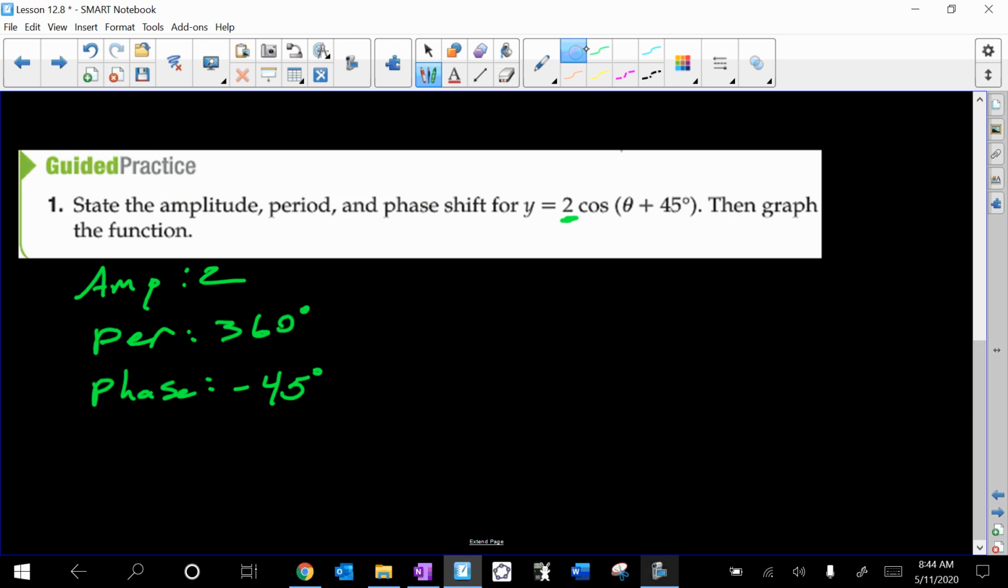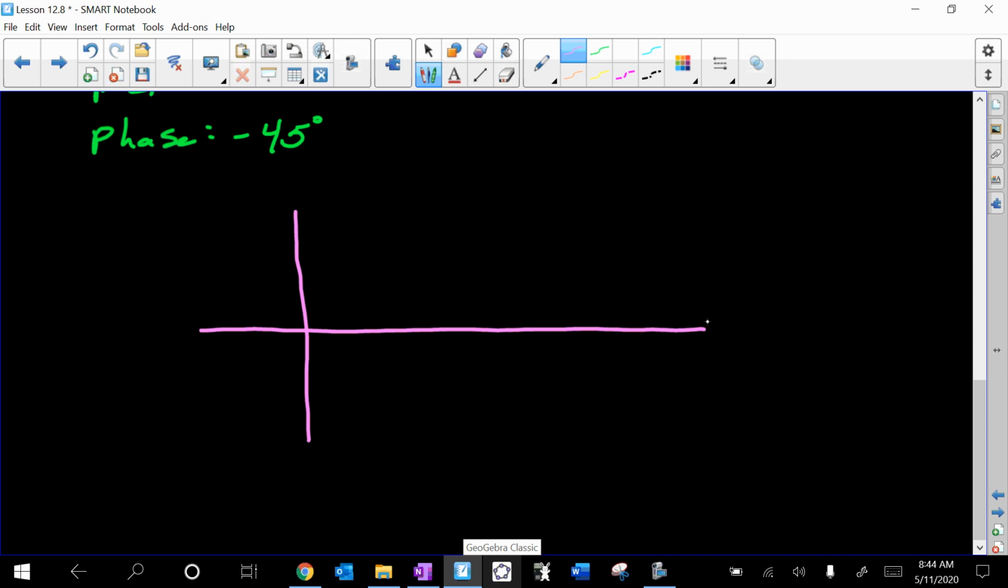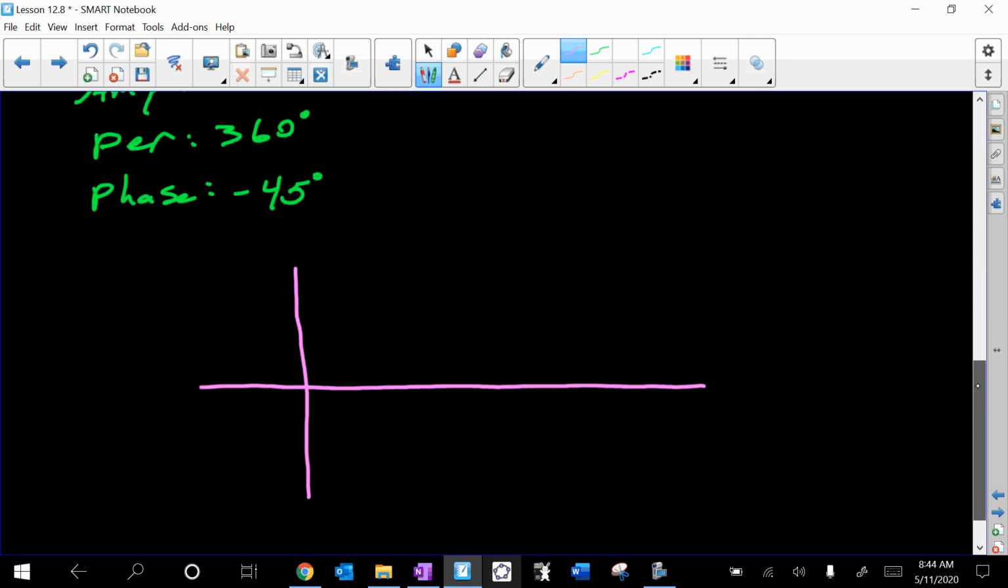Once we know our information, we can now graph it. Again, I'm going to start with the amplitude. We said the amplitude was 2, which means I'm going to go up a height of 2 and down -2. Here's where your phase shift comes into play. Remember, we are moving 45 degrees to the left. So instead of starting at 0, 2, we're now going to start at -45 degrees, 2.